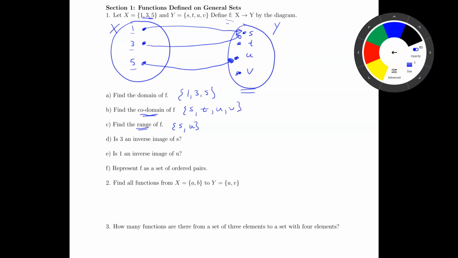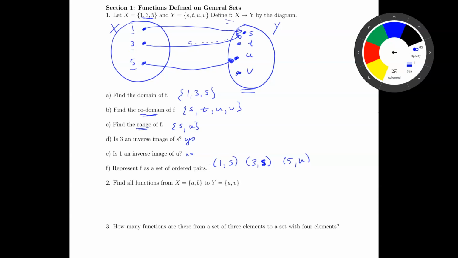So is 3 an inverse image of S? So here's S. Is 3 an inverse image, meaning going the other direction? Yes. Is 1 an inverse image of U? No. No, U does not go to 1, so that's not true. Okay, so represent f as a set of ordered pairs. So I would have 1 from X and S from Y, and I would have 3 and then S, and then I would have 5 and then U. Whoops, that doesn't look like an S, does it? Okay, there we go. So those are the ordered pairs.